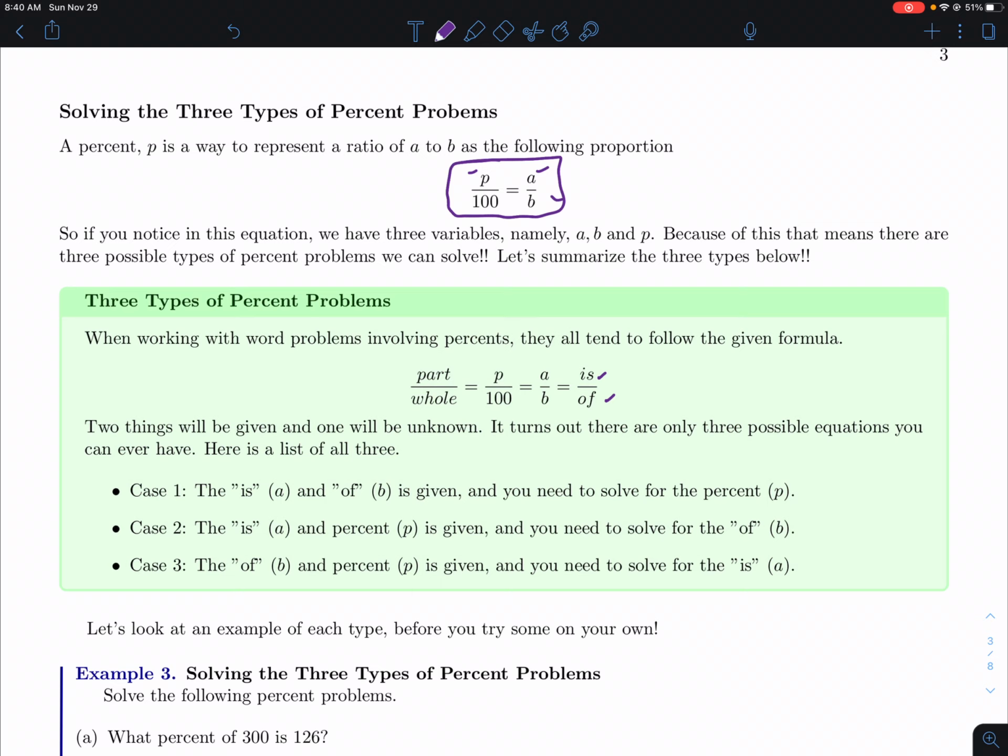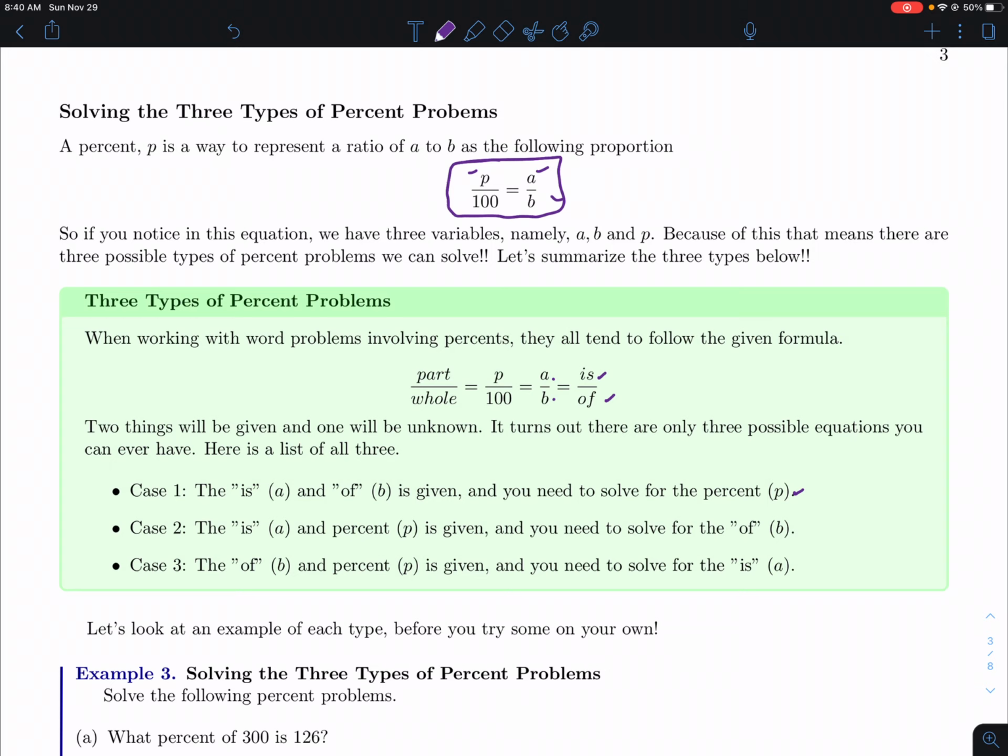So what happens is, there's case one where the is and of are known. So in this case, we'd know the A and the B, and then we need to solve this for P. And so we already know how to solve it. It's the same way, we just cross multiply like we did before.